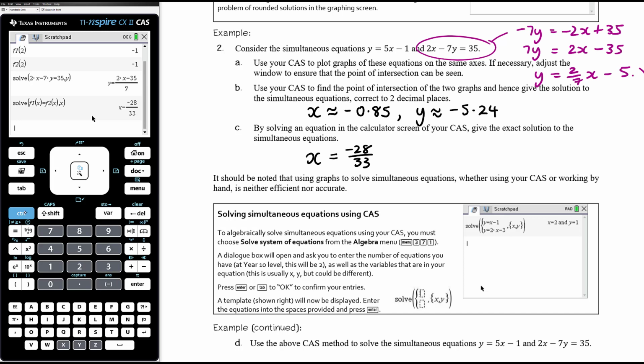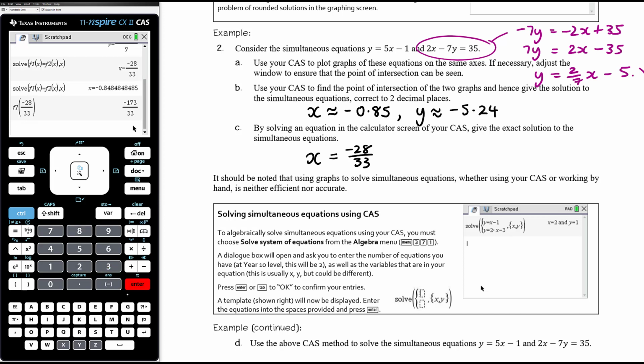If we press Control Enter, we can get a decimal approximation for that, and we can see that it is indeed negative 0.85, correct to 2 decimal places, okay? And then once I've got my x value, I want to substitute that back into one of the equations. So f1 of, I want to replace the x in function 1 with negative 28 on 33.